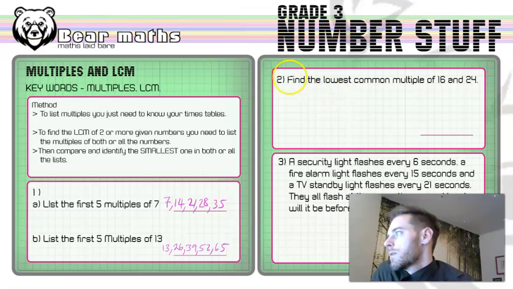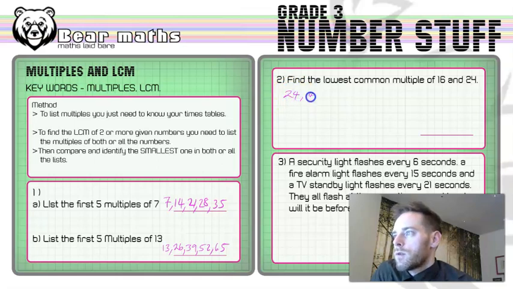So let's look at the method for finding the lowest common multiple, the LCM of 2 numbers. You need to list the multiples of both the numbers and then compare the lists and see which is the smallest number in both the lists. So I'm going to start with 24 because that's the bigger number. It would make sense to start with 24.